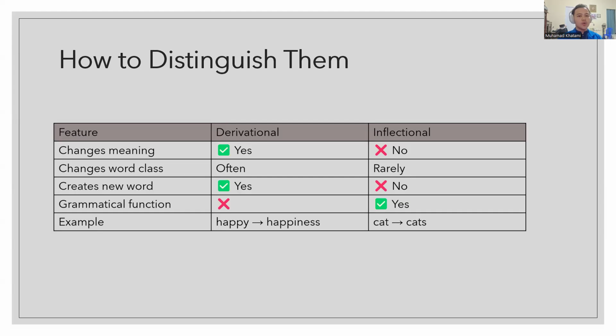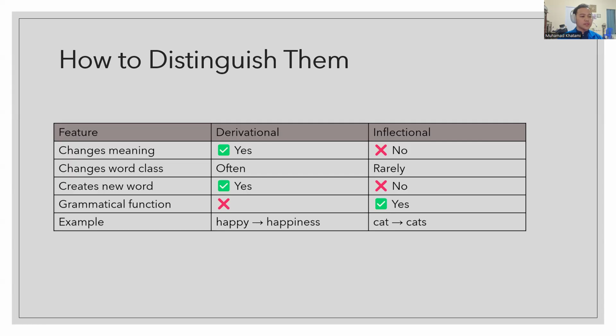Now, how do we distinguish between the derivational morphemes and the inflectional? So I've made here a table for us so that we can easily distinguish between them. So first we've got to see if the morpheme changes the meaning. If it does, then it is a derivational. If it doesn't, then it is an inflectional.